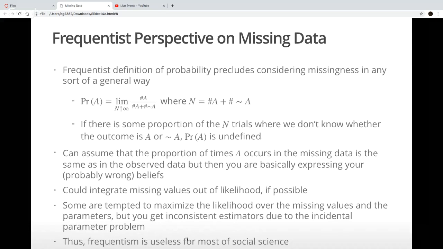For these reasons, the frequentist approach is really not useful for most of social science, because most of social science is going to have a lot of missingness on the variables that are being used in the model, and there's not very many good options here that don't require solving an integral analytically, which was really the holdup for the Bayesian approach for many decades before we got good ways of doing MCMC, because most integrals just can't be done.